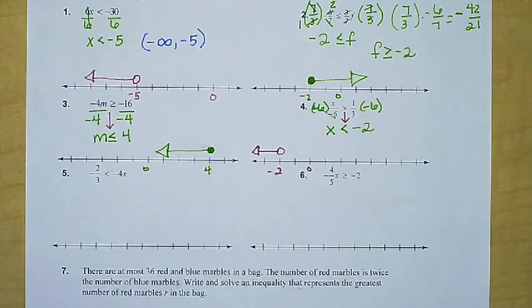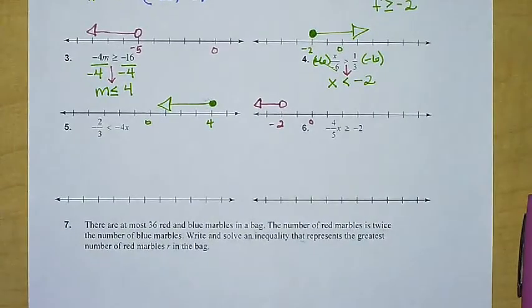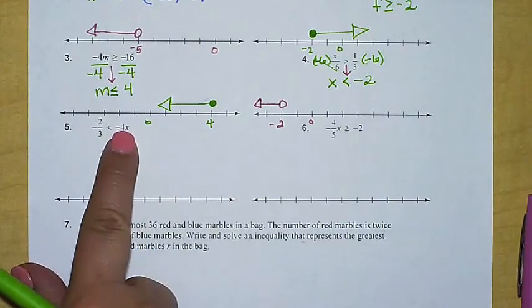Okay. Go ahead and try number 5. Actually, let's do number 5 together. I'll have y'all try number 6. Let's try number 5 together. Number 5 states that, first of all, our variable is over here.